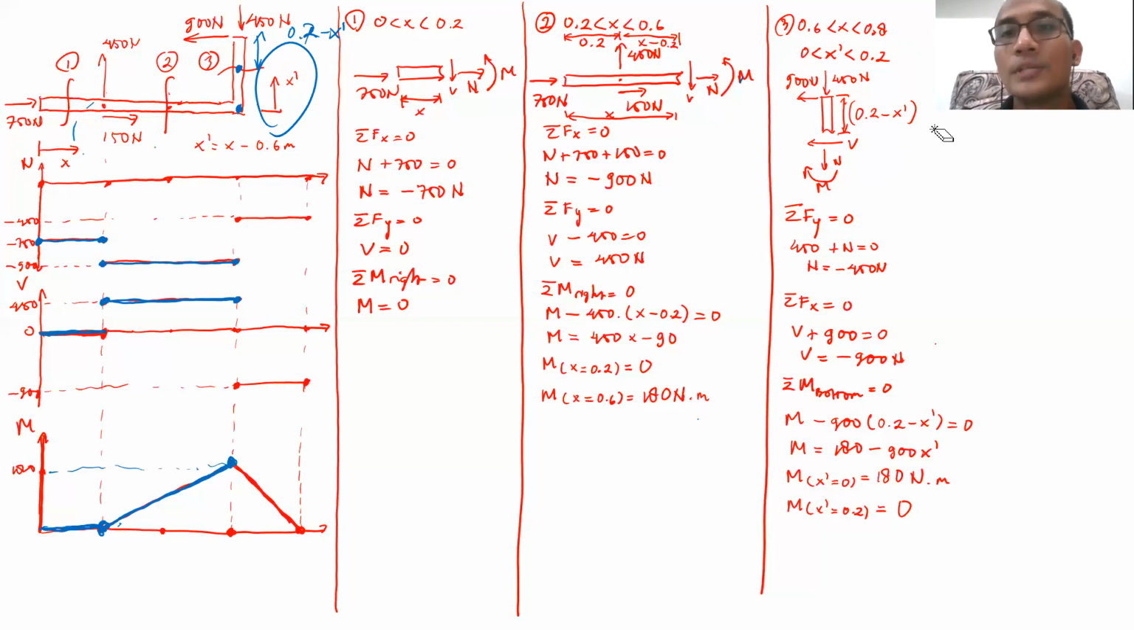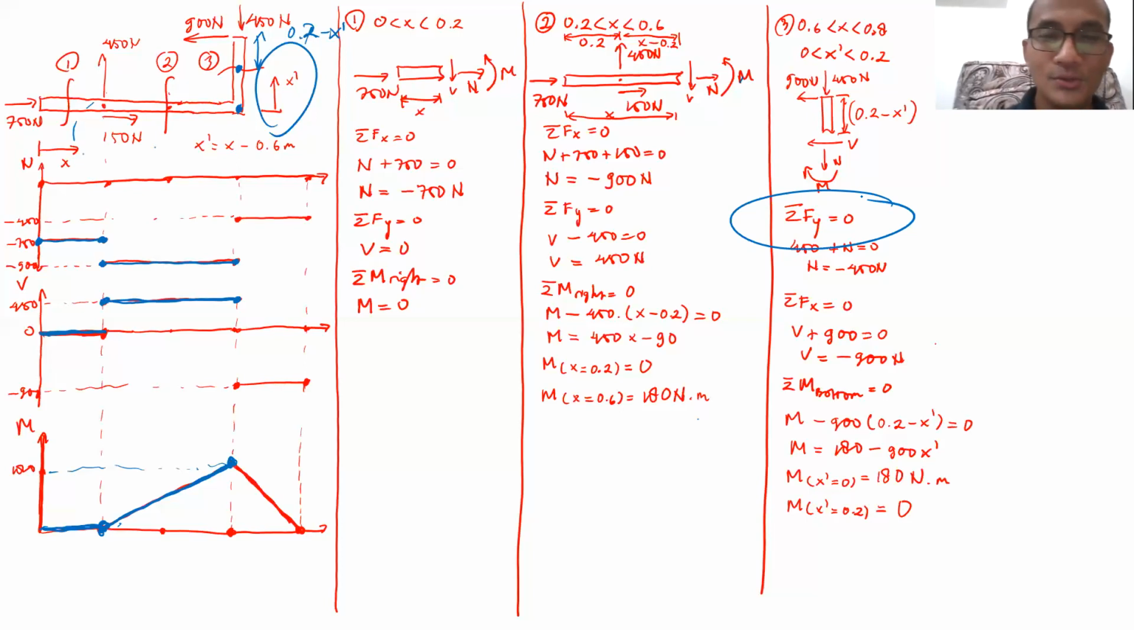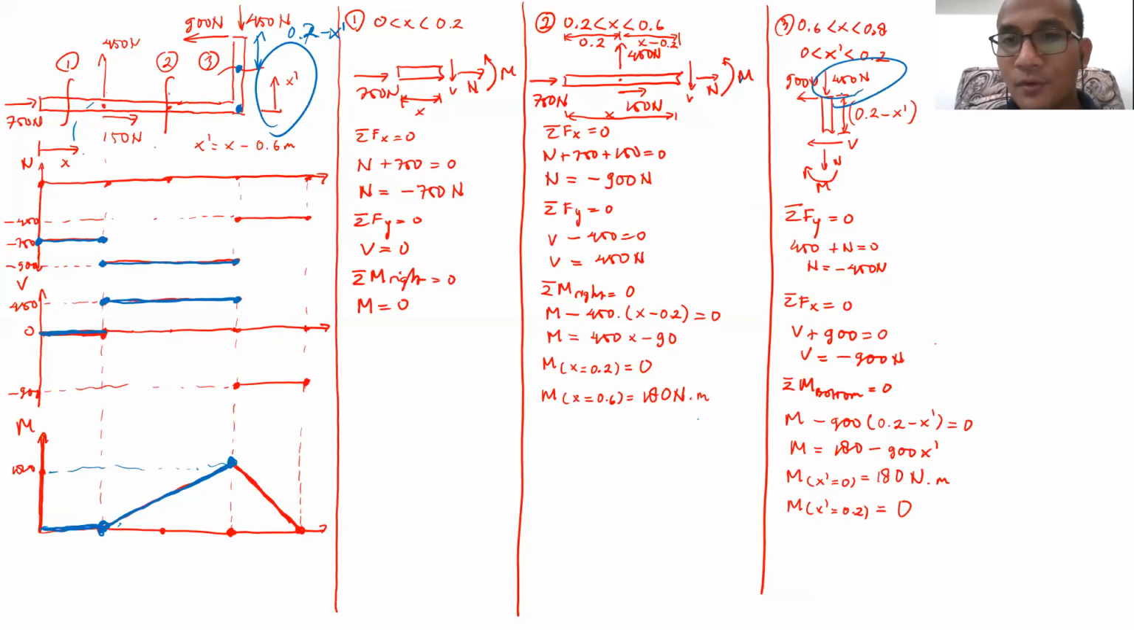Using sigma Fy equal to 0. This is the weird thing. Normally by using sigma Fy, we will be able to find out the shear force. But here, using sigma Fy, what we will get will be the normal force. If going down is positive, what I have there is 450 Newton plus N equal to 0. In this case, my axial force N will be minus 450 Newton. That's a weird thing. Using sigma Fy, you get the axial force instead of the shear force.